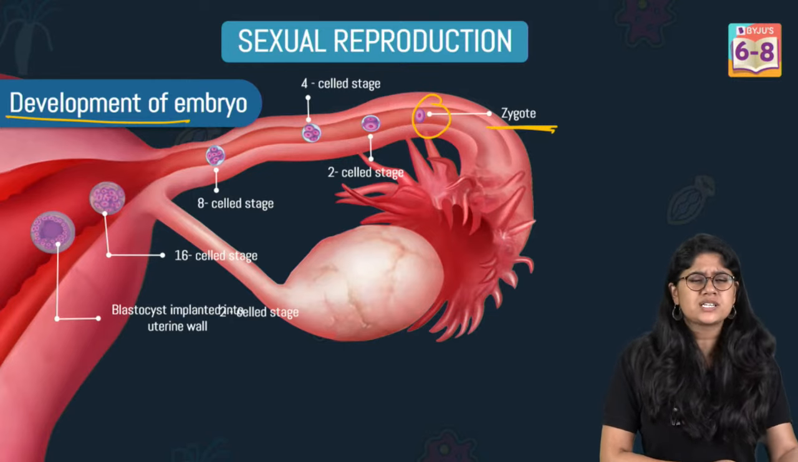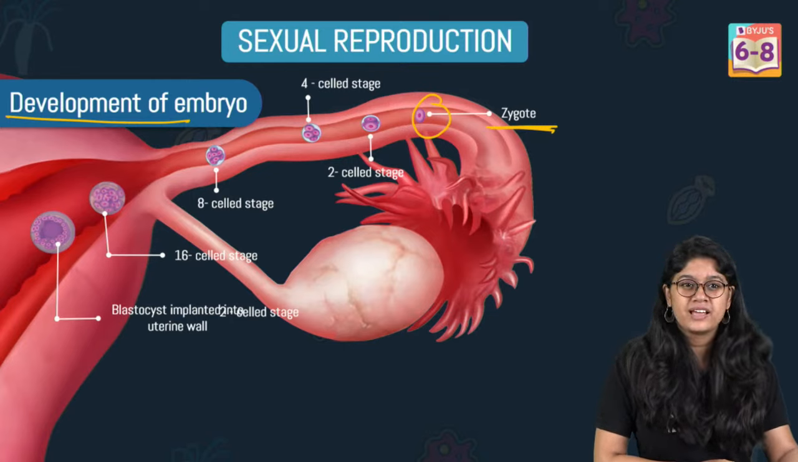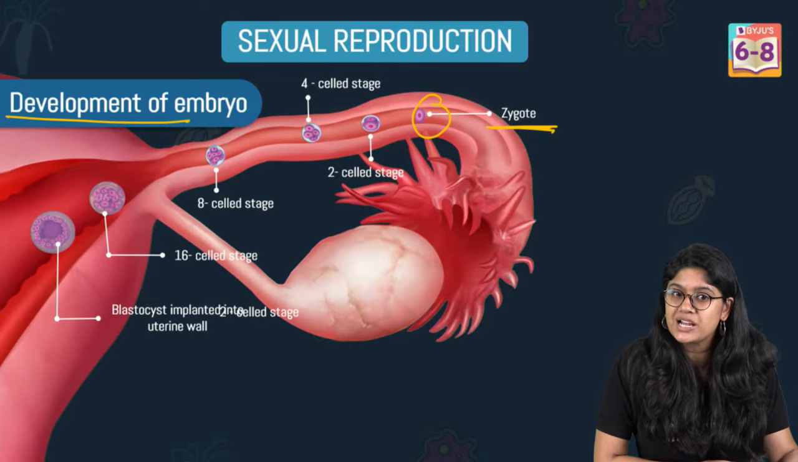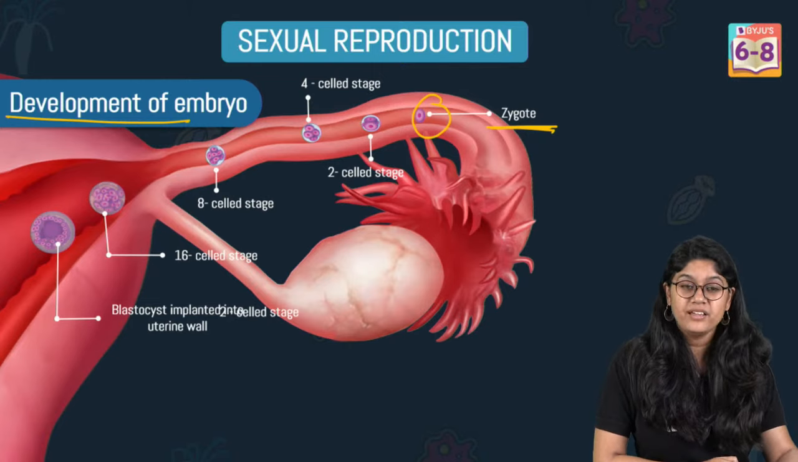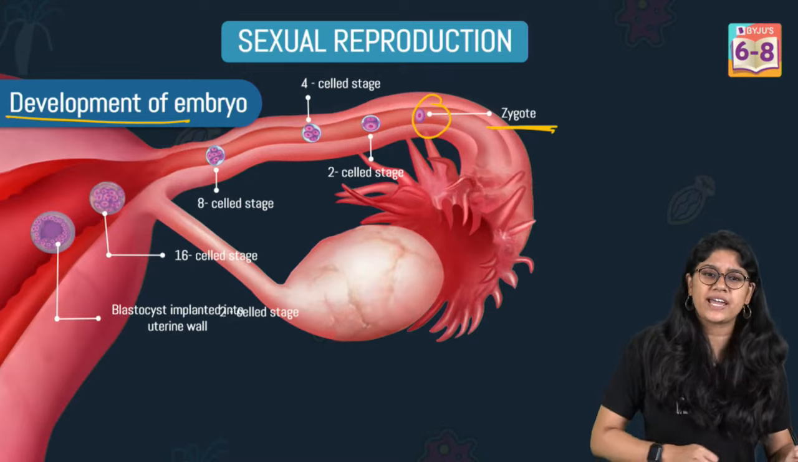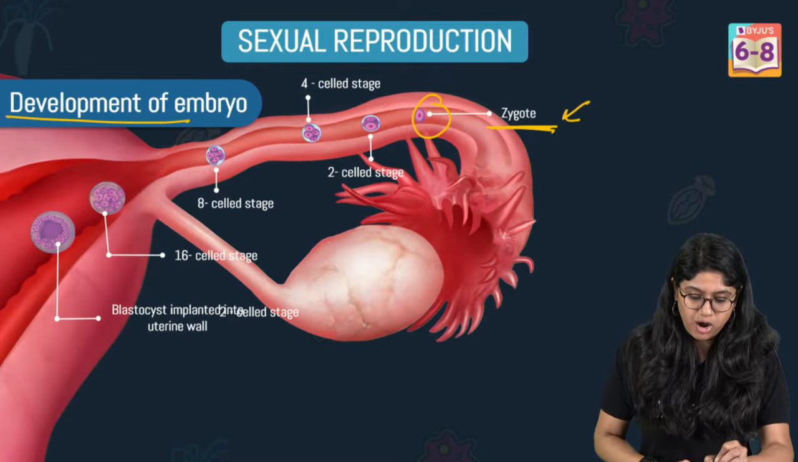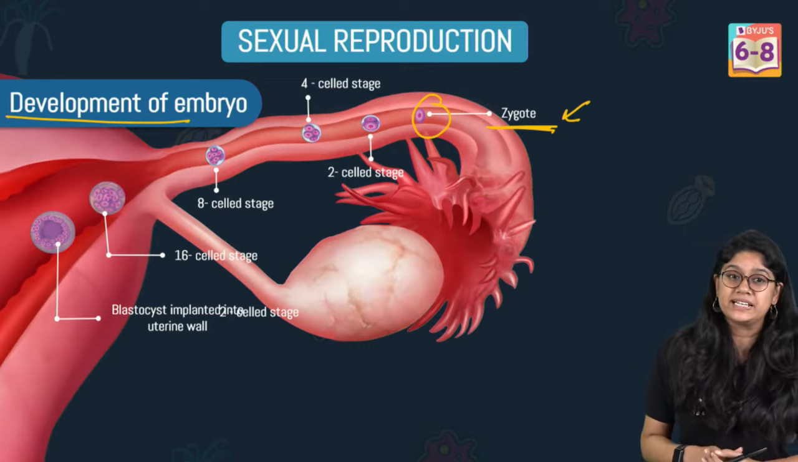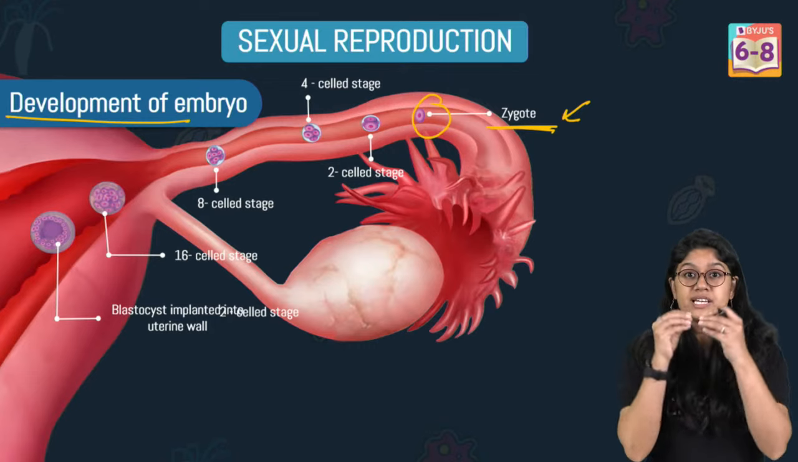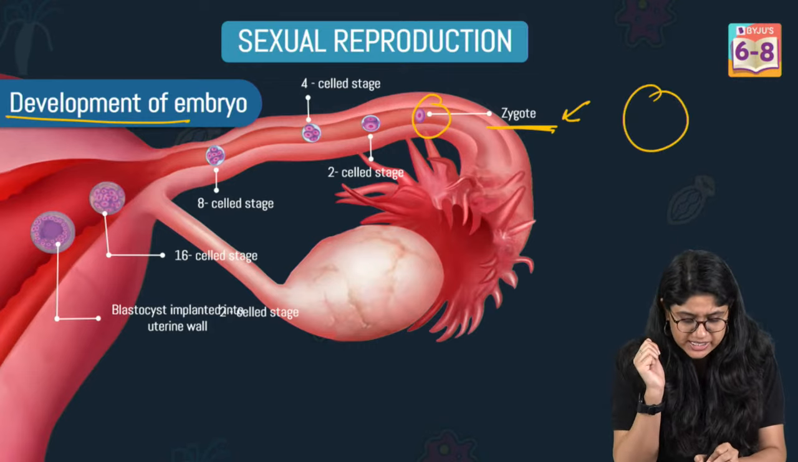Everyone, are we clear what is a zygote? Tanvi will discuss that. We're just coming on that. Zygote is formed after the fusion of male and female gamete. Very good. Now this is a single cell, right? It's just a single cell.